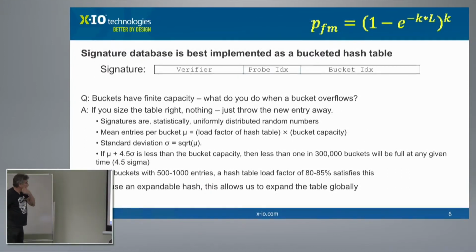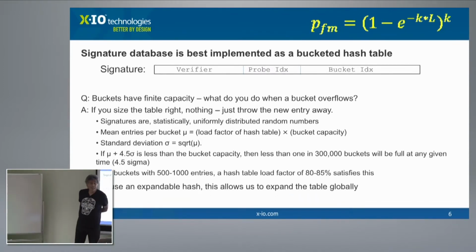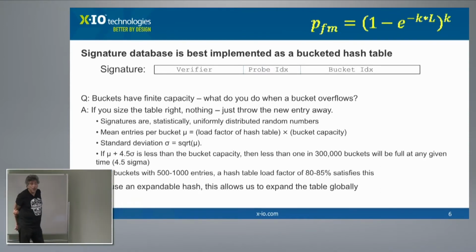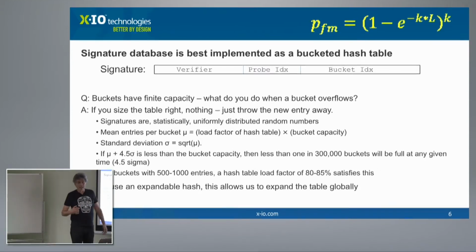Okay, let's talk a little bit about the signature database itself. So here's our 48-bit signature. When you're building a database like this and you want it to run really fast, there's only one real choice, and that's a hash on disk, what's called a bucket hash. You hash through a disk block, and you hash inside the disk block, and then you get your answer, right?